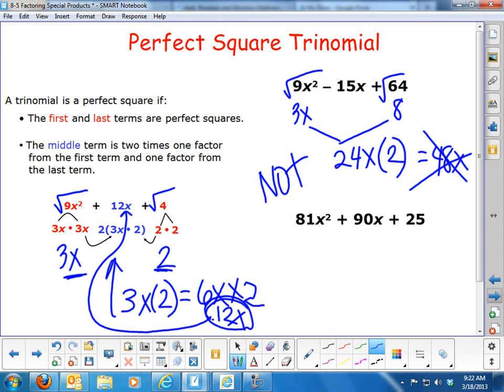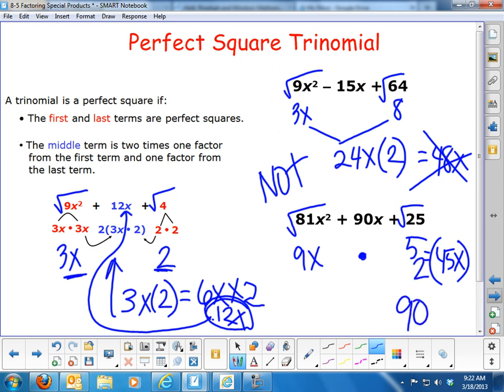Let's look at the second example. The square root of 81x squared is 9x. The square root of 25 is 5. So I find the product of those, multiply those together. That gives me 45x, and then I double that. So I multiply that times 2. 2 times 45x is 90x.